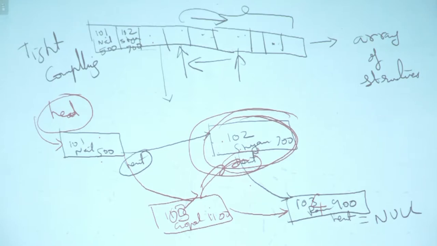The answer is very obvious. Do you do updates more often or queries more often? Query means retrieval. If more queries, then use an array. If you are going to do insertions or deletions in between, then don't use an array. Look at a linked list. Correct? Very, very simple.